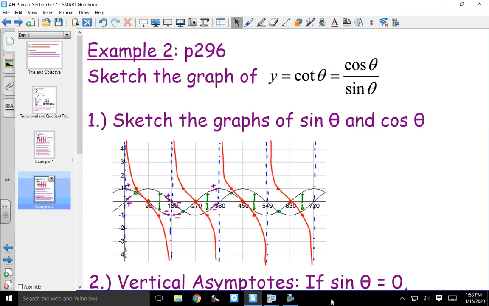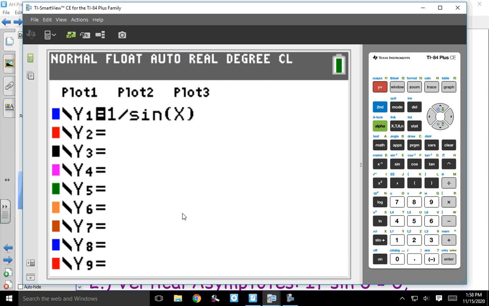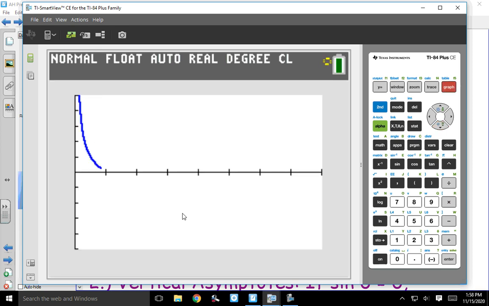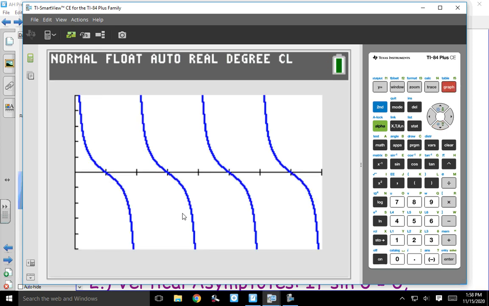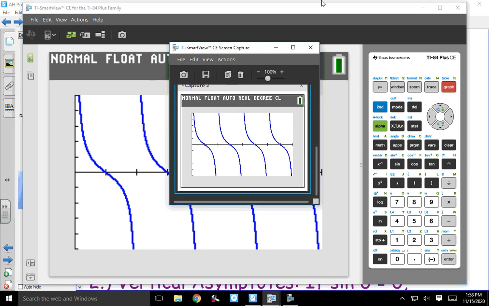All right, let's do the same thing for cotangent. So you go to your y equals menu, and I'm going to go ahead and graph this as cosine over sine, since that's the actual way we're doing this, but you could obviously graph 1 over tangent and it would do the same thing for you. All right, so cosine divided by sine, and we did this on the same window actually, so we'll just graph that one and see what we come up with, and there we go. There's our sketch of cotangent. Looks very nice. Let's grab a picture of that, and we'll put it in this slide.